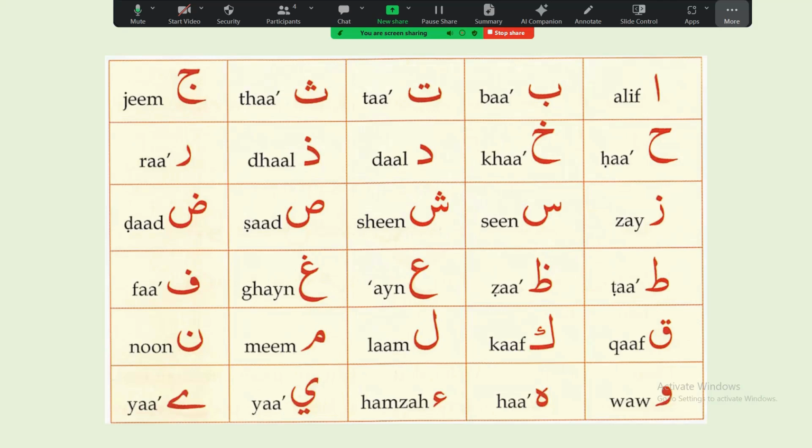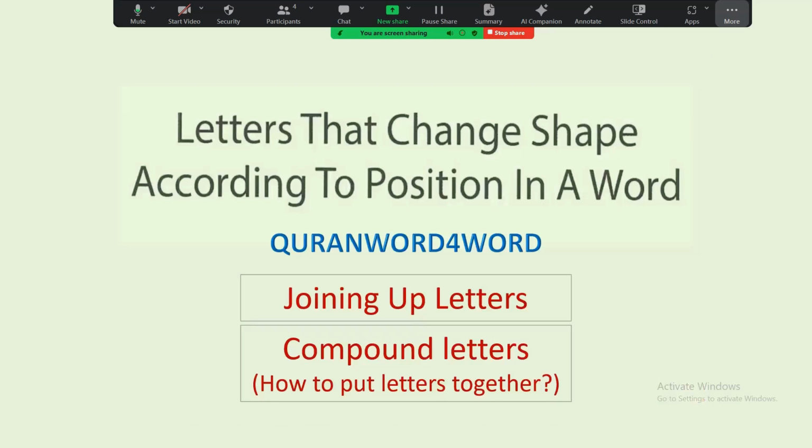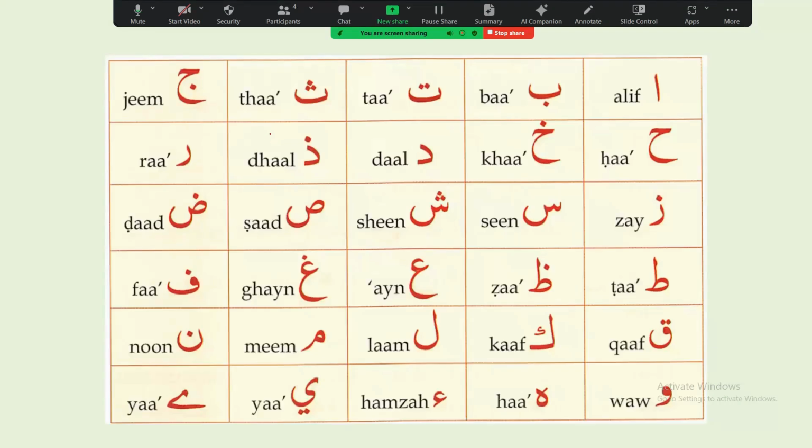Okay, so let me just tell you how the letters change their shape according to their position in a word. We all know, English does not change, the English alphabets don't change their shape. They remain the same, even if they come at the start or in the middle or at the end. Just the way you see these words written here, the letters are just separately written, right? One after the other. But in Arabic, what happens is that we join the letters together, and for that, we use certain parts of the letters.